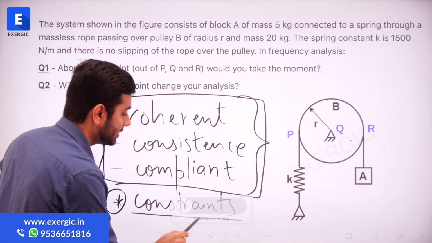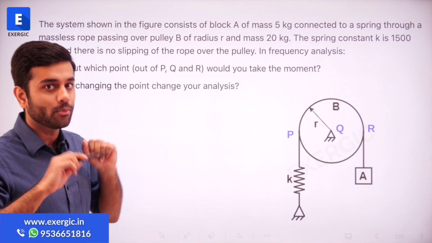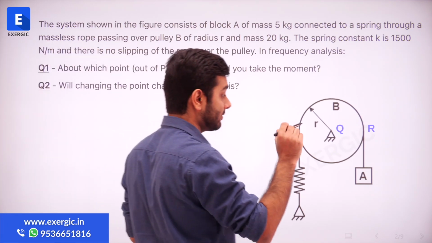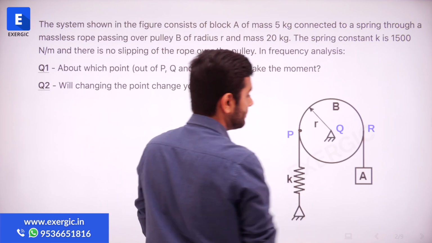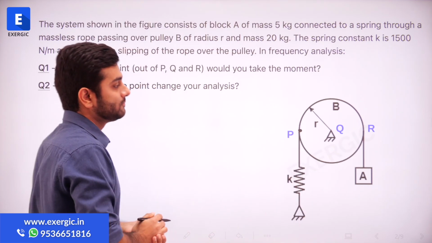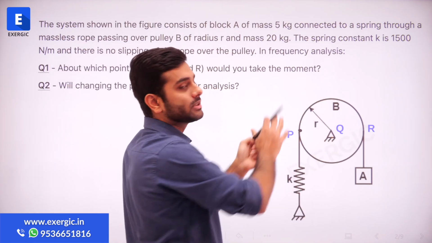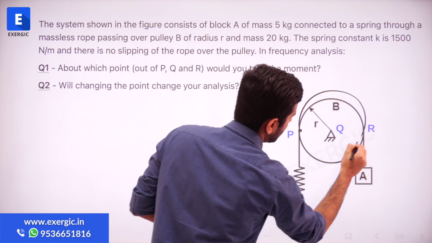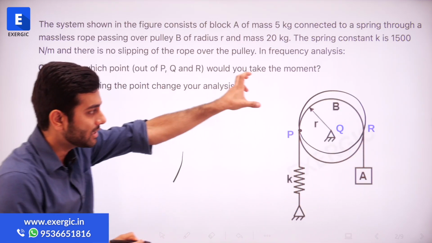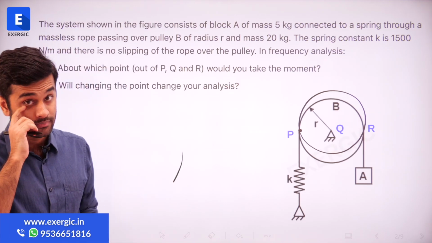What does that mean? In this case, suppose I want to give a motion to the body about point P. So what would that look like? About point P, I will try to turn it, roll it. So suppose this is how I have given a very slight rolling motion about point P.